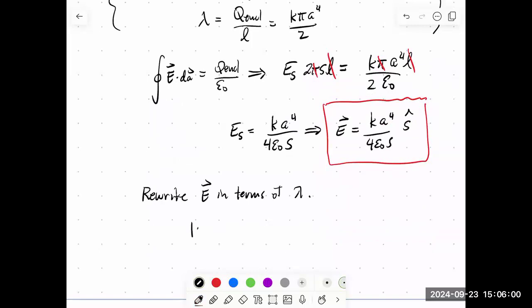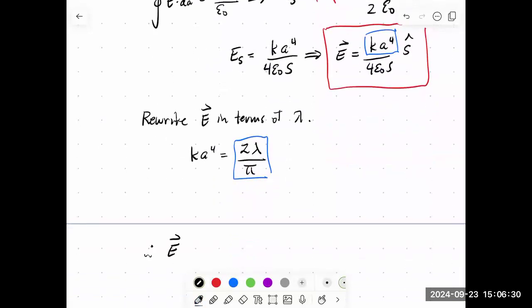So one way we could do it is we could just solve for K A to the fourth up there, that's going to be what, 2 lambda over pi. And so we're going to replace this K A to the fourth with 2 lambda over pi. So therefore, E is going to be equal to, let's see, we'll get a lambda in the numerator. And then we're going to have a 2 divided by 4, so we'll get a factor of 1 half. We're going to have a pi in the denominator. And we get an epsilon naught s and an s hat.